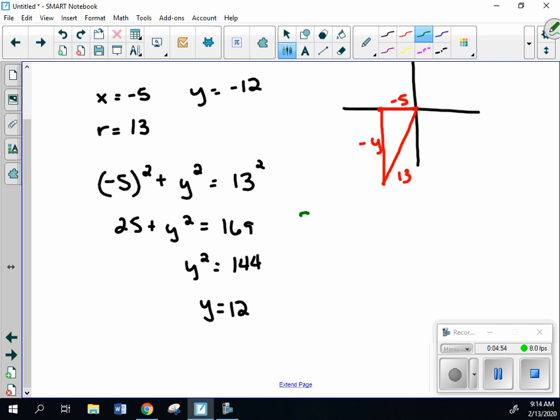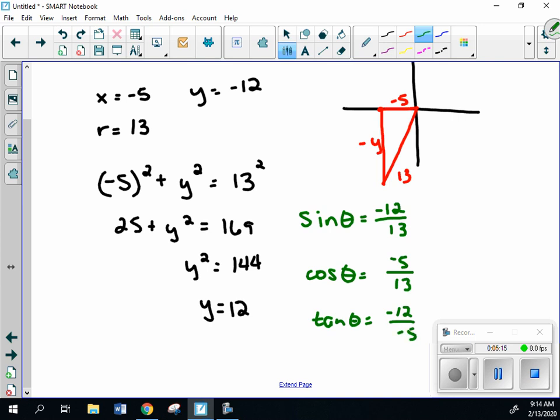So sine of theta is -12 over 13. Cosine of theta, we already know, is going to be negative 5 over 13. Tangent of theta is negative 12 over negative 5, which would end up being positive. Yes, you can change that. Cosecant, reciprocal there. Secant, again, just the reciprocal.